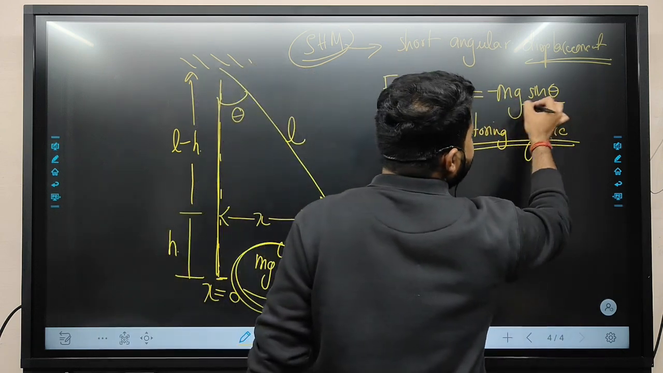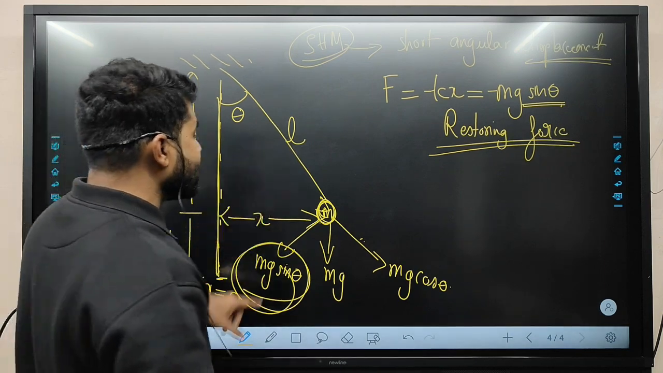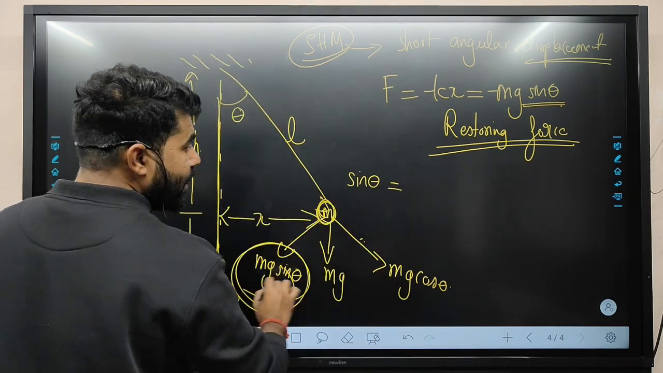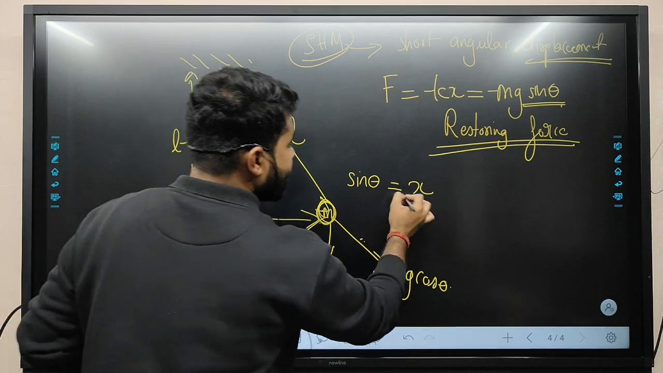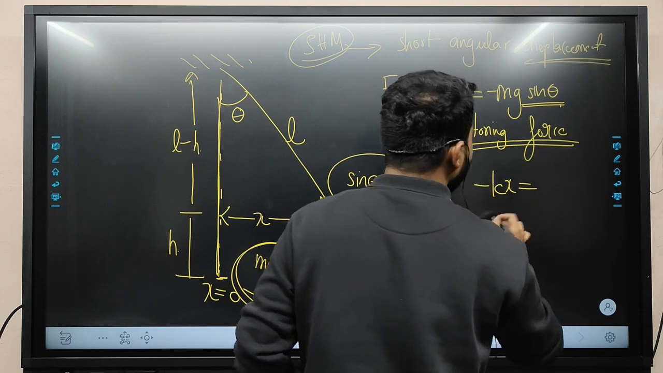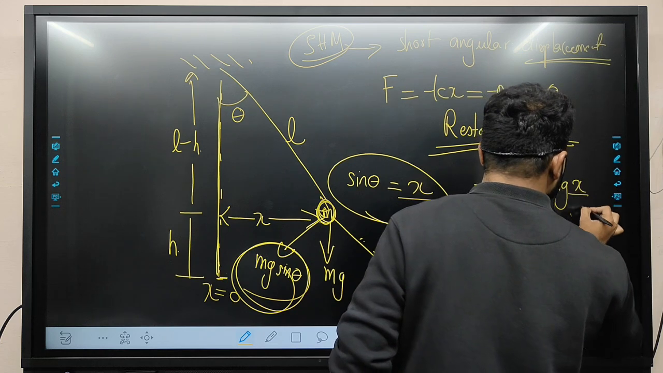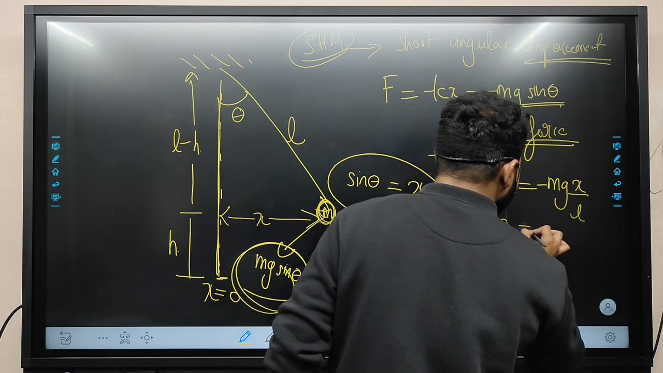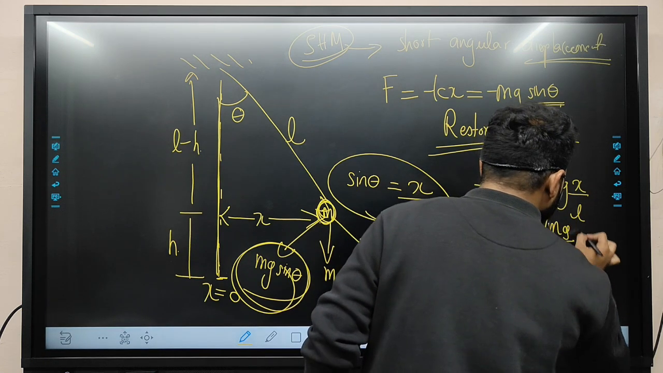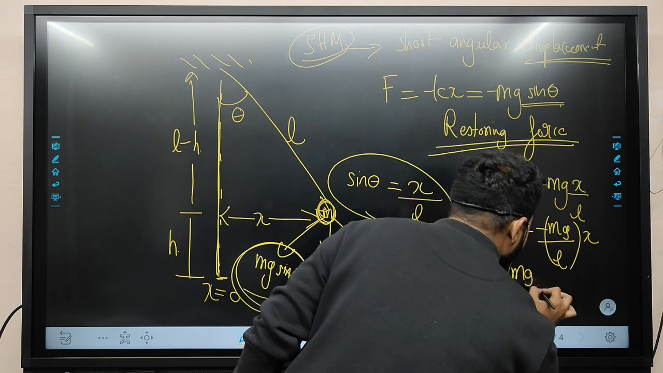Now what is the value of sin theta here? Sin theta is equal to perpendicular upon hypotenuse, right? So sin theta here will be perpendicular, which is x, upon hypotenuse, which is L. So here we put the value: minus kx is equal to minus mg sin theta, which is x upon L. Now it becomes minus kx is equal to minus mg upon L times x. So we can say that the value of k is equal to mg upon L.